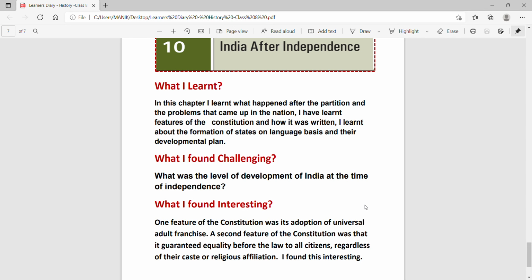I learned about the formation of the states on the language basis and their development plan. So the rest, please go through yourself and write it down. I hope these diaries are very important for you.